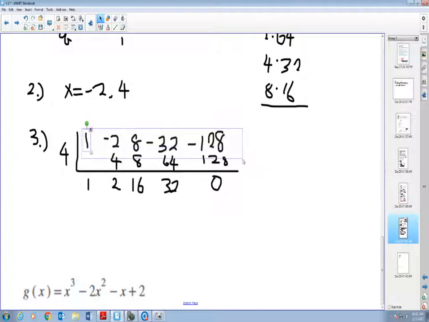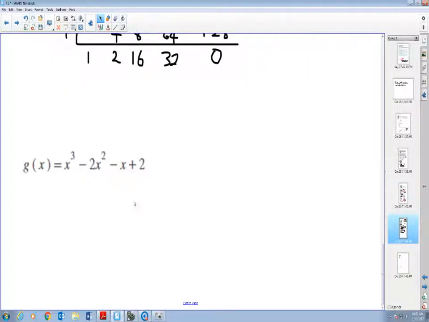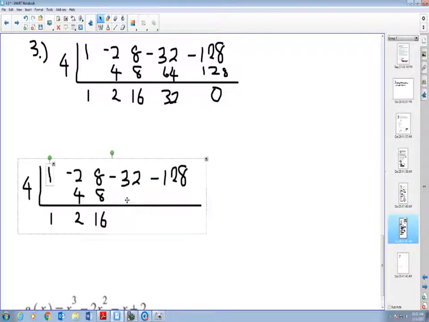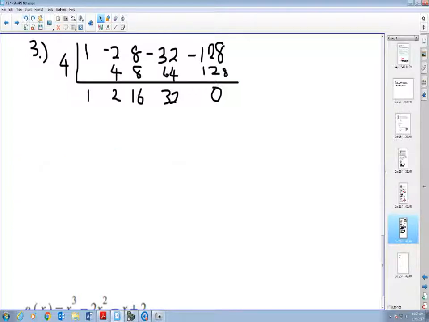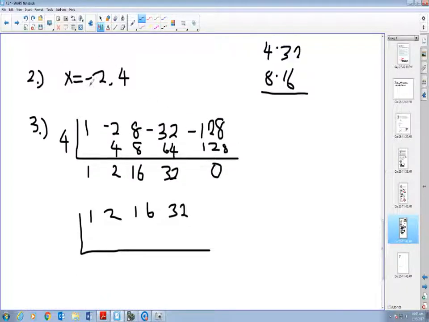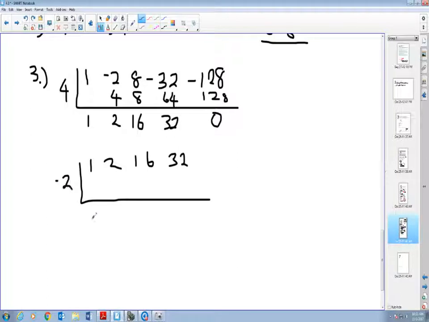So now, move down a little bit. I actually don't need that. What am I doing? Alright, I'm going to use the other one. So continue. 1, 2, 16, 32. Using my negative 2. Bring down the 1, negative 2, add them up 0, that's 0, 16. Multiply them will be negative 32, add them up, my remainder is 0.